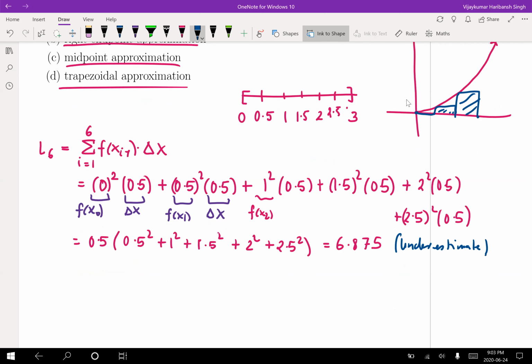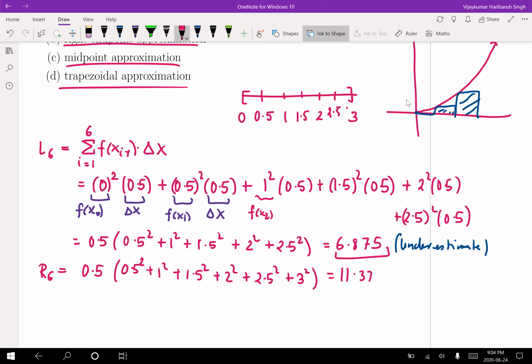Similarly, what is R6? Using right hand points, it's going to be again 0.5 times, but shifted. So we have 0.5 squared plus 1 squared plus 1.5 squared plus 2 squared plus 2.5 squared plus 3 squared. So this is basically adding to this value half of 3 squared, which is basically going to be 11.375. And clearly this is an overestimate.